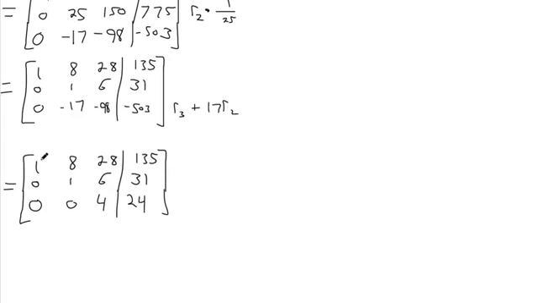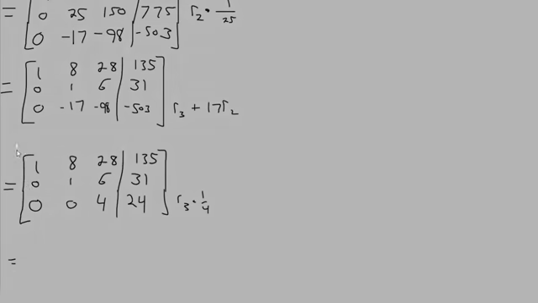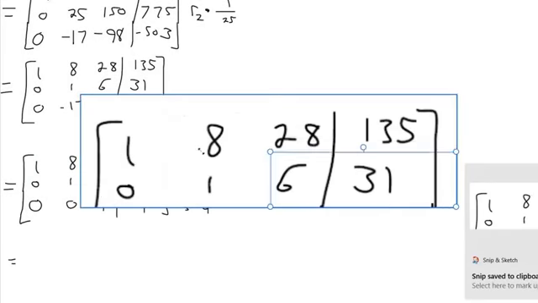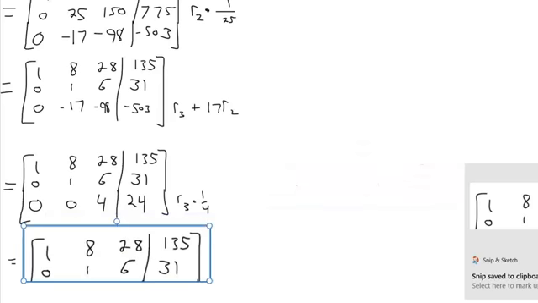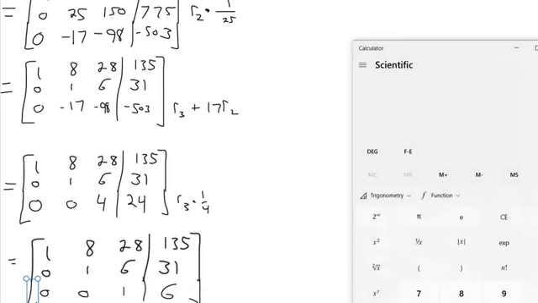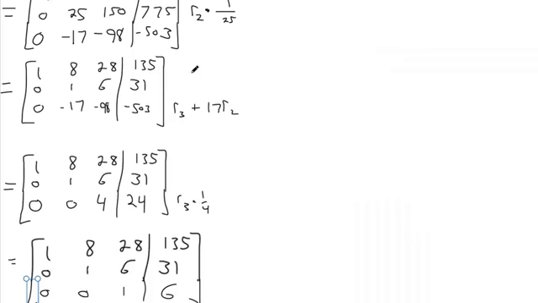And we're almost done. We've almost got 1s across the diagonal. We just got to take row 3 and multiply by 1/4. In other words, divide it by 4. Zero, 0, 1. That's 6, right? 24 divided by 4. Yeah, okay.